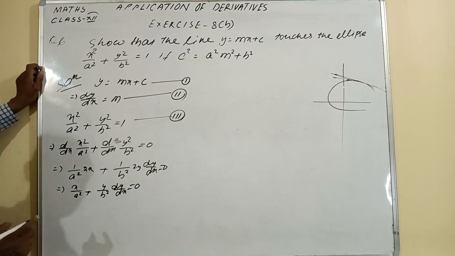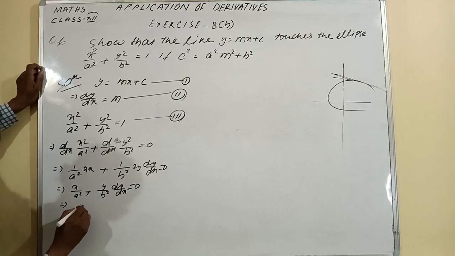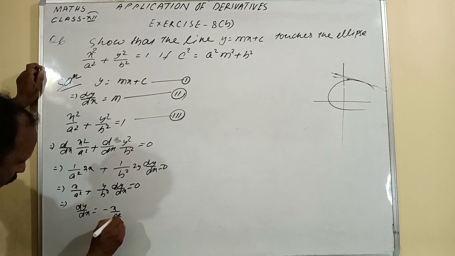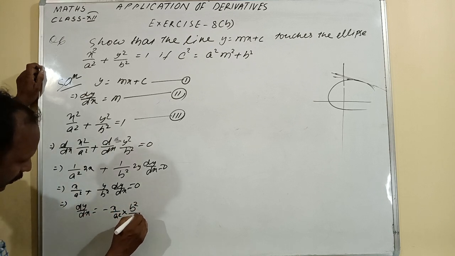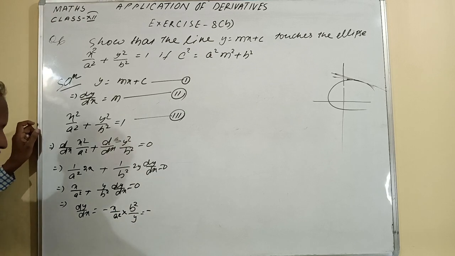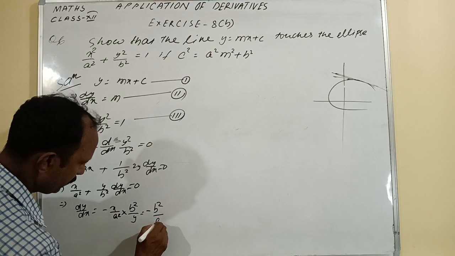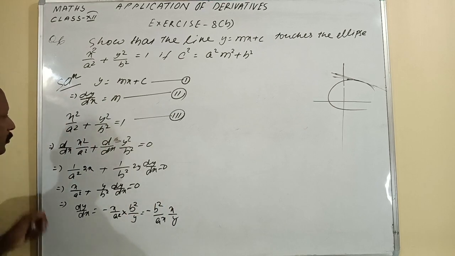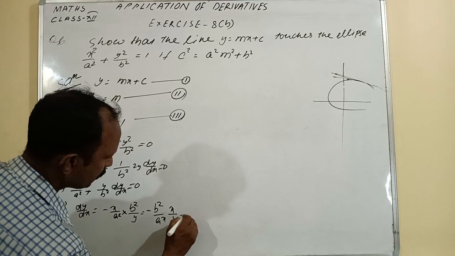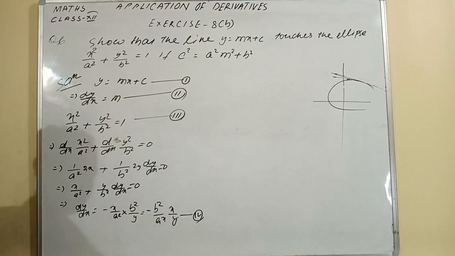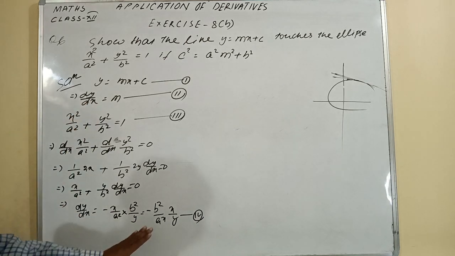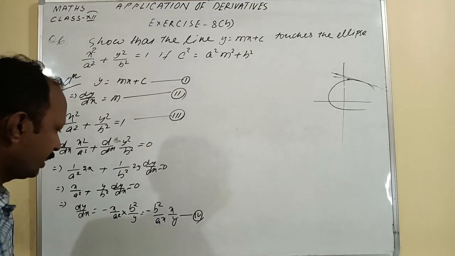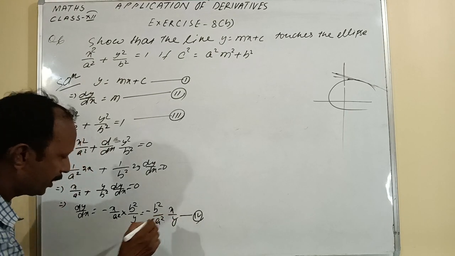times 2 is equal to 0, which implies dy/dx is equal to minus x/a², and y/b² on that side will be divided, b²/y. That means I can write minus b²/a² times x/y. Okay, suppose this is equation 4. Let us see here dy/dx = m, here we get dy/dx is equal to minus b²/a² x/y.